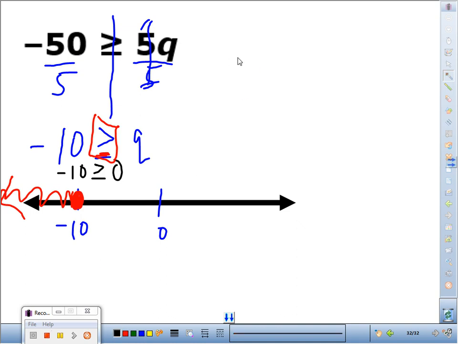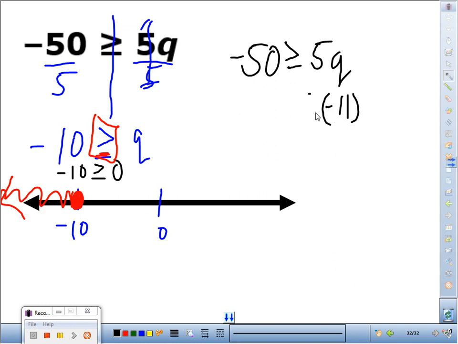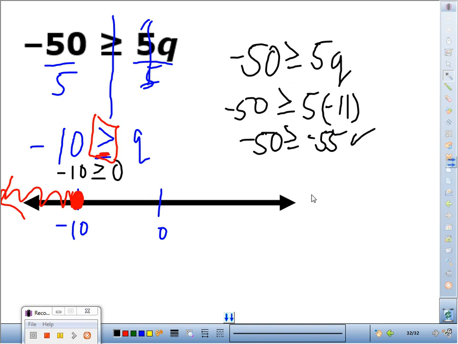And if you still have doubts, how can you check? Do we know how to check? Negative 50 greater than or equal to 5q, but instead of q, I'm going to substitute one of the numbers from here, negative 11. Okay, I'll bring down the 5. Negative 50, is negative 50 greater than or equal to negative 55? Yes, that is correct. Everybody got it?